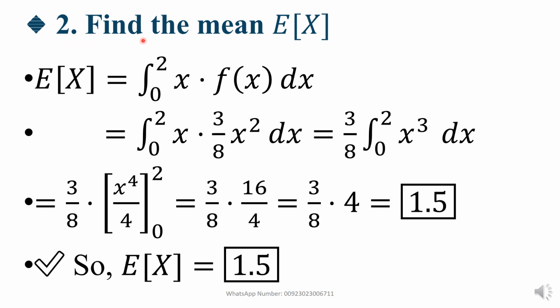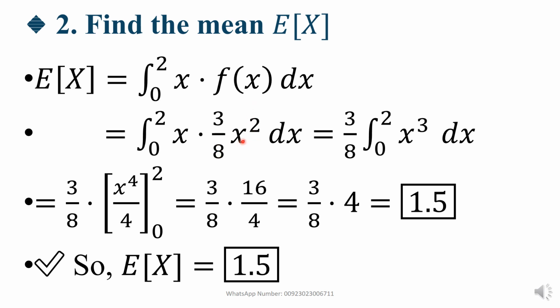Point 2. Find the mean E of x. E of x equal to the integral from 0 to 2 of x multiplied by f of x dx. This is the formula of the mean. Now 0 to 2 are the values of x given in our question. Now x you write here, and f of x. You know what the function is: kx square. Now we put the value of k, and x square you write the same.